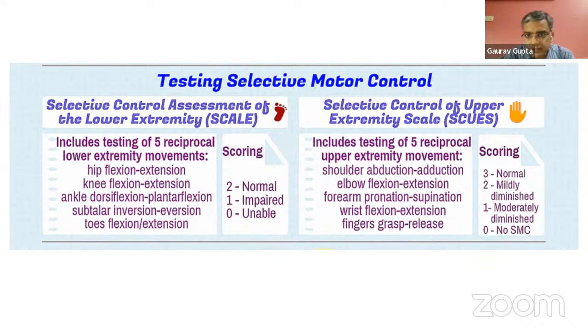Same for the upper limb, we check 5 movements: shoulder abduction adduction, elbow flexion extension, forearm pronation supination, wrist flexion extension, and finger grasp and release. And we score it 0 if there's no control and 3 if it is a normal movement.